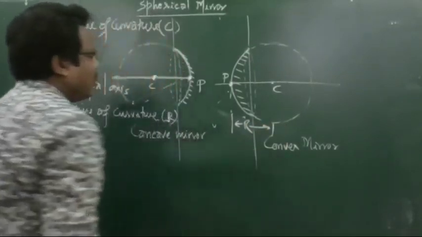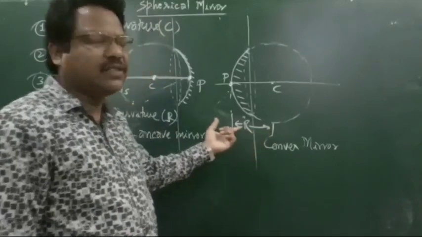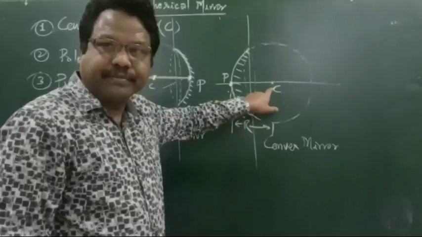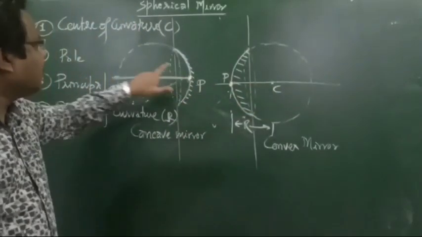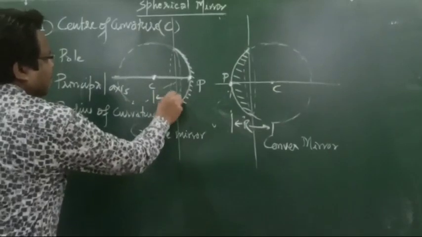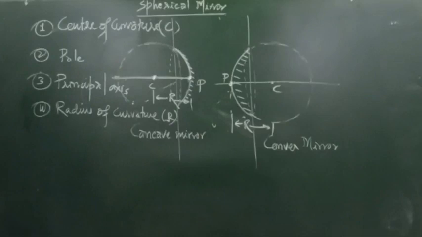This distance is called the radius of curvature. It is the distance between the pole and the center of curvature. I think you got the concept there. Now after that, the next concept.